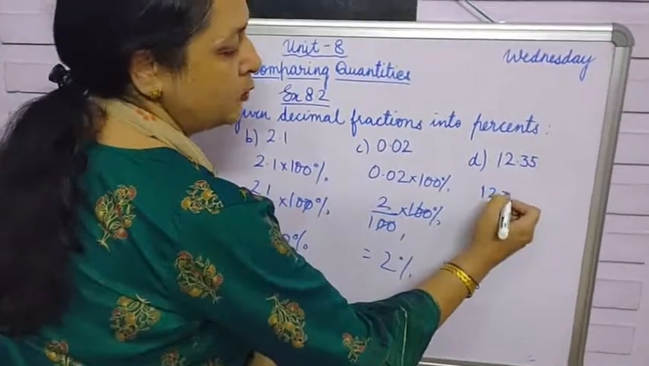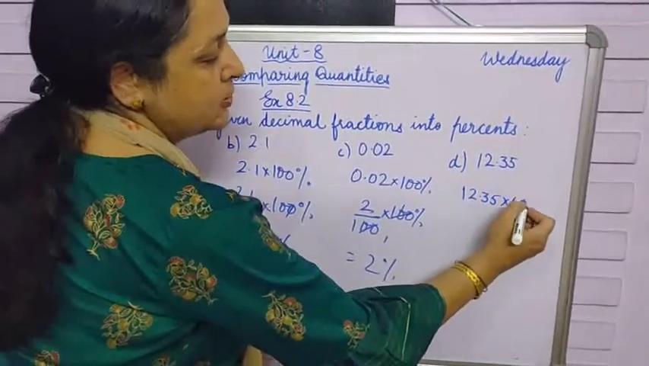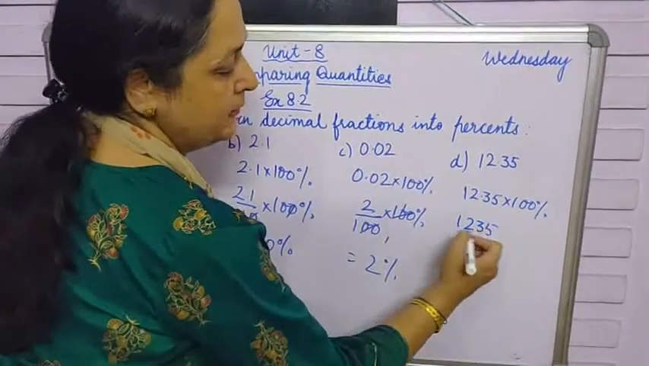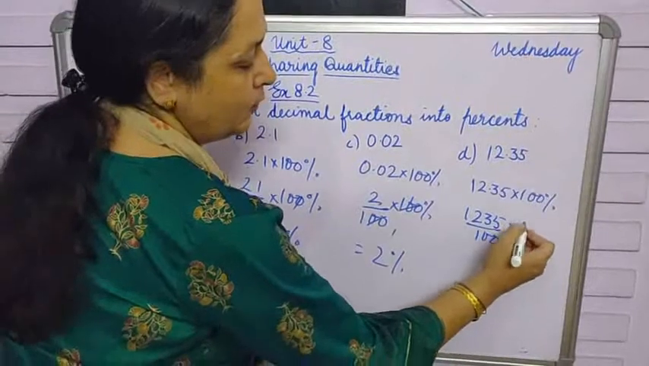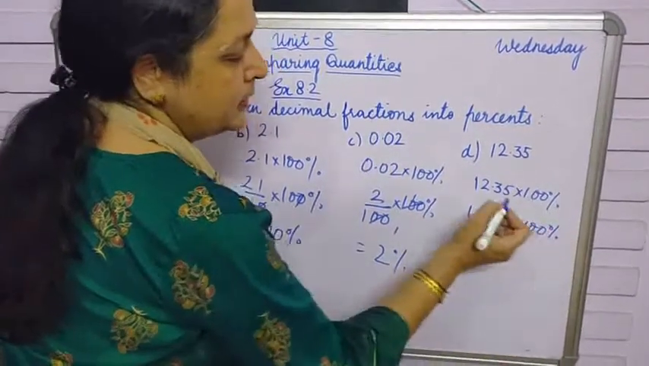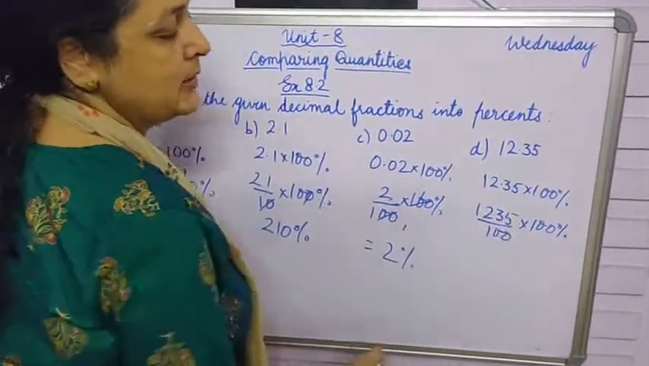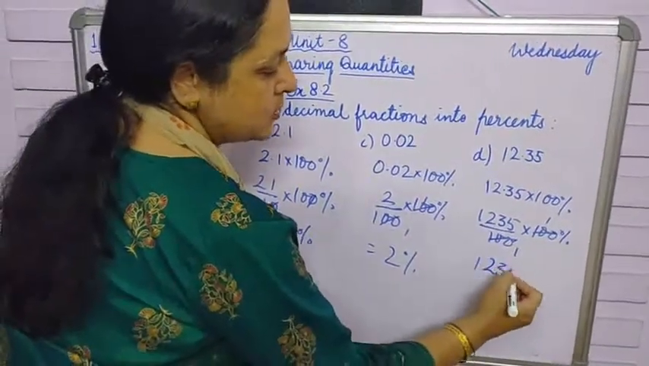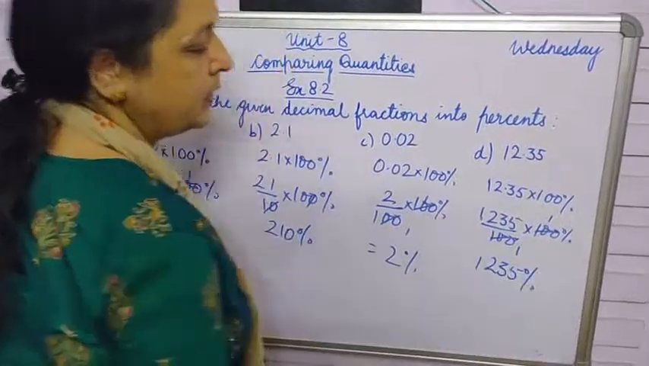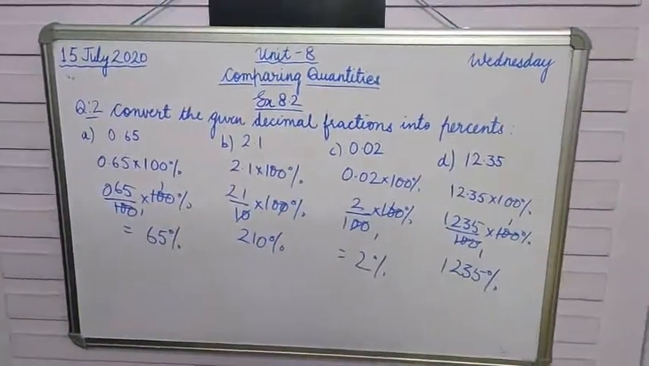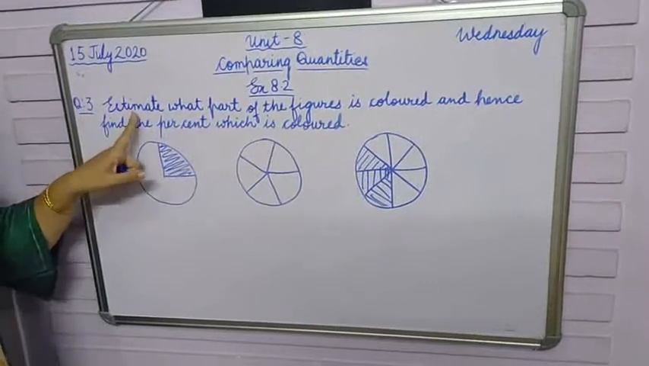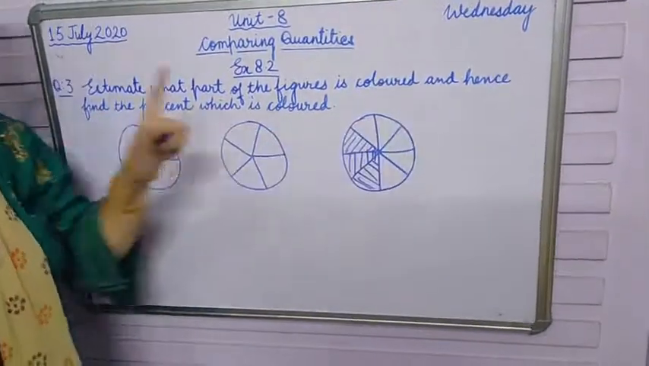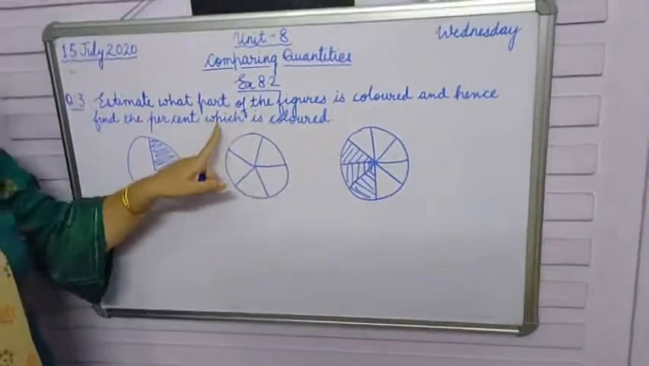Similarly, last part, 12.35 into 100%. So it will be 1235 upon 100. Now from where has this 100 come? This has come from removing this decimal. So 100 ones are 100, 100 ones are 100. So it will be 1235%.